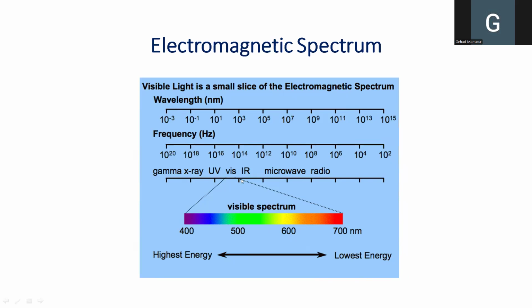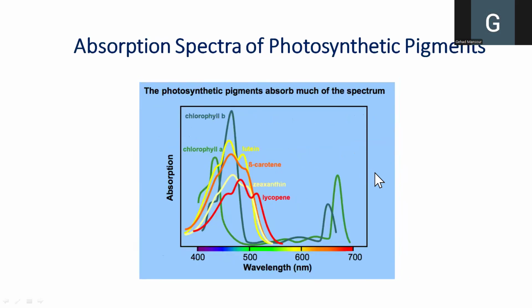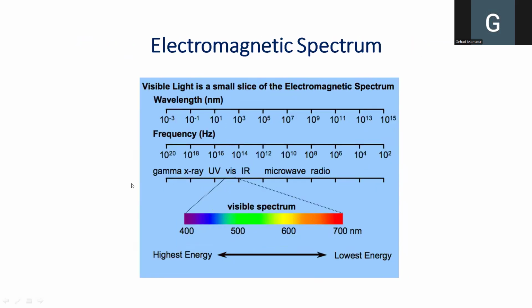But the visible, this is again the whole electromagnetic spectrum, I mean the whole range of wavelengths. But if you look here, you can see that the visible spectrum, VIS stands for visible spectrum, is only a very small part. So all that we see of colors, starting from the purple color to the red color, represents a very small part of the whole electromagnetic spectrum.